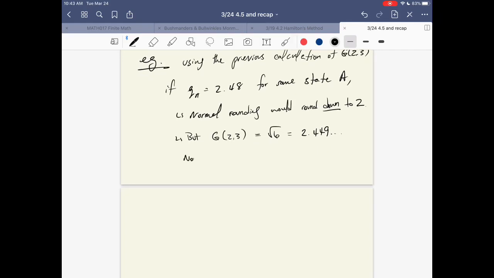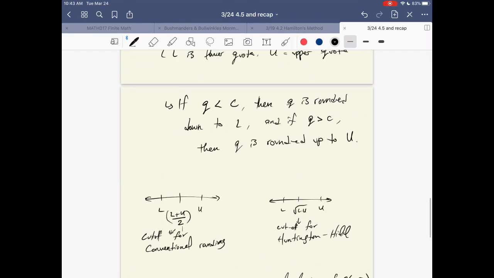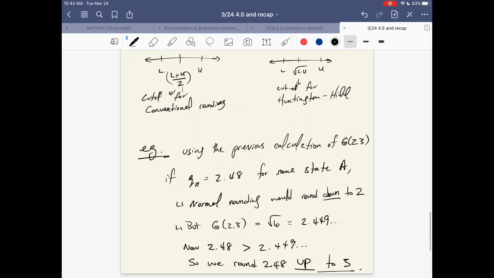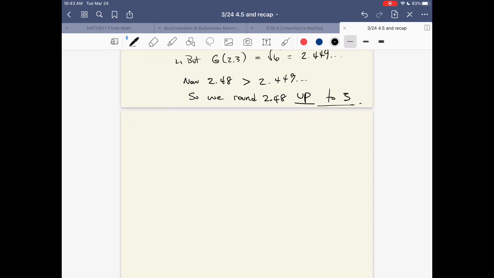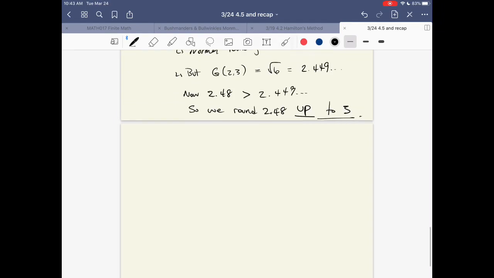Well, now 2.48 is greater than 2.449, even though it's less than 2.5. We have an 8 in the second spot here and a 4 in the second spot here, and so we round 2.48 up to 3. That's weird, right? But this is why we're doing examples, because under a normal method, 2.48 would be rounded down. Under this method of equal proportions, because I keep on getting mixed up between Hamilton and Huntington-Hill, and I'm just tired of it, we're going to talk about equal proportions and greatest fractions, because that's what people actually call these things. Good.